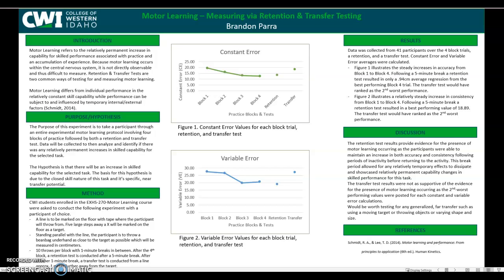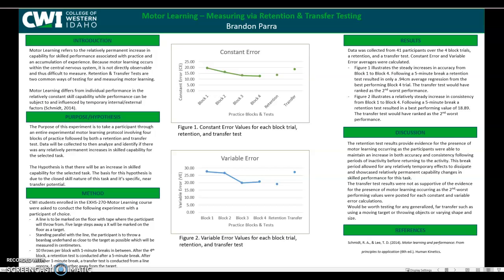After that 4th and final practice block, a 5-minute break is going to be taken, and then a retention test will be conducted. So the retention test will be the exact same as the practice trials, going to be throwing from the exact same line at the target. Everything in the environment is going to be relatively stable and predictable.